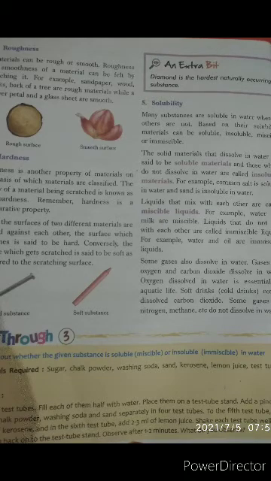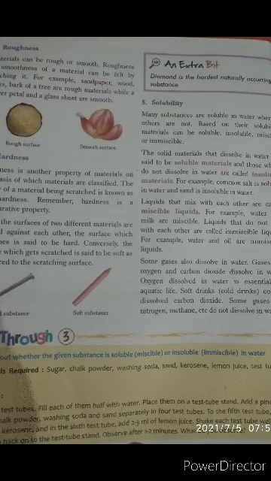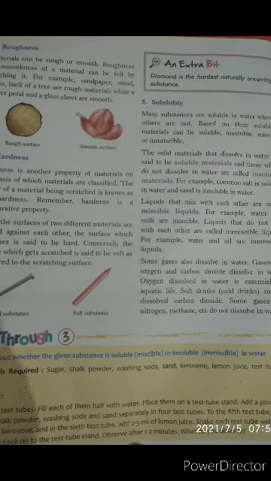Liquids that mix with each other are called miscible liquids. For example, water and milk are miscible. Liquids that do not mix with each other are called immiscible liquids. For example, water and oil are immiscible liquids. You can check at home. If you mix water with cooking oil or kerosene oil, it is immiscible. It will not mix.